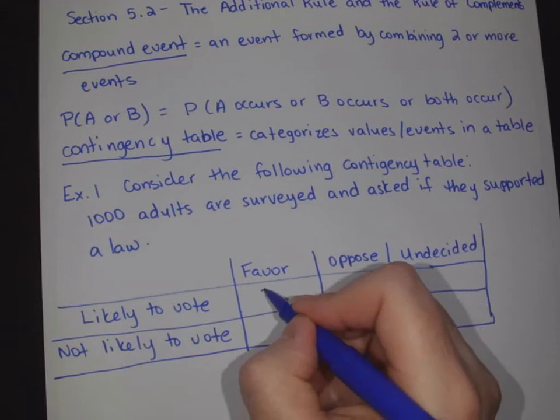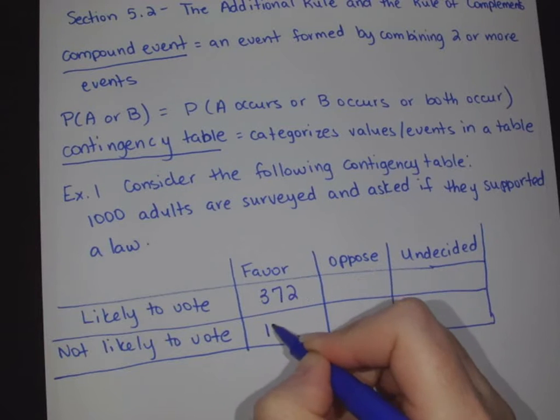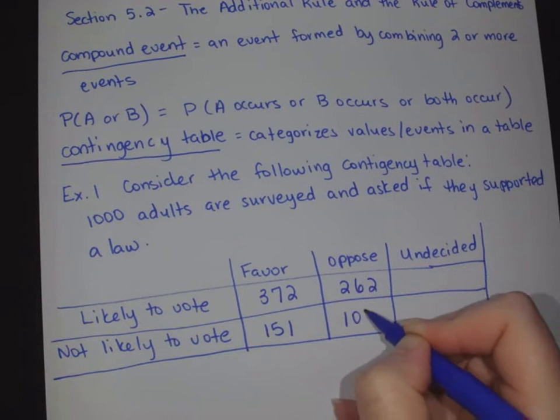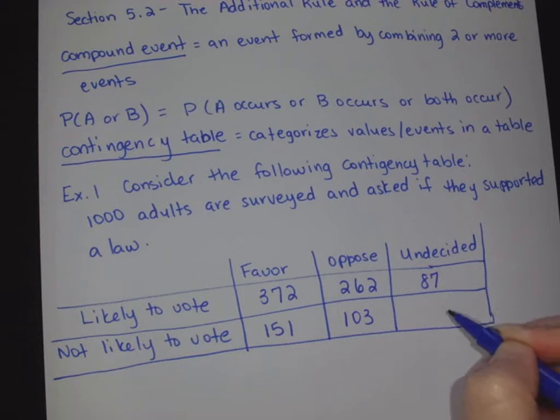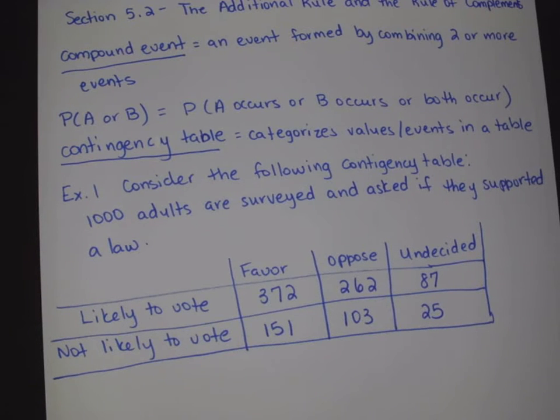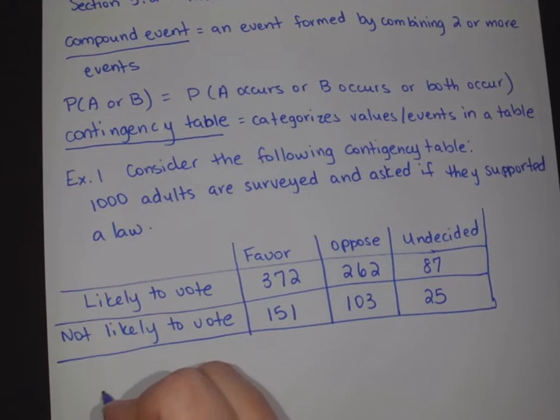And then let's say that we have the following quantities of people in each of these categories. Okay, so you can always pause this and catch up on the contingency table if you'd like to. But I'm going to proceed with the questions from it.